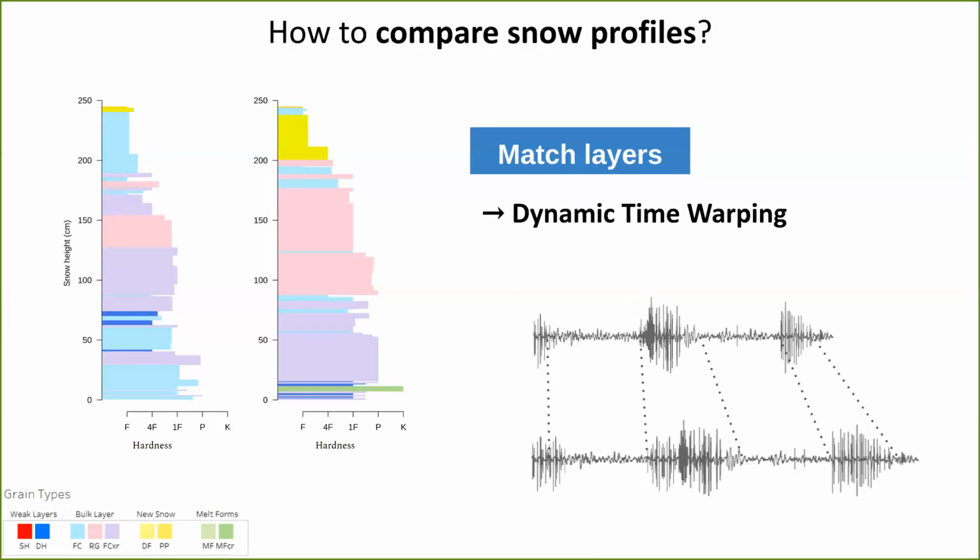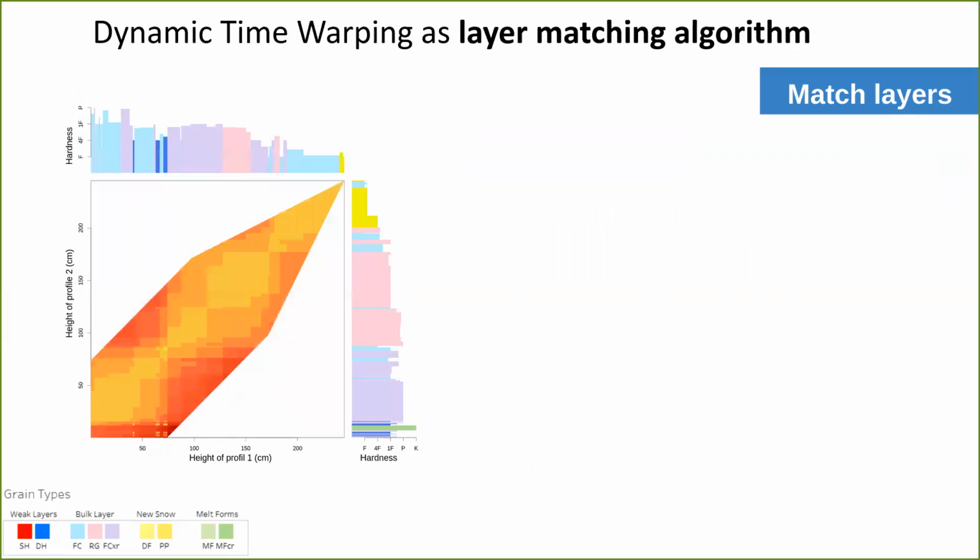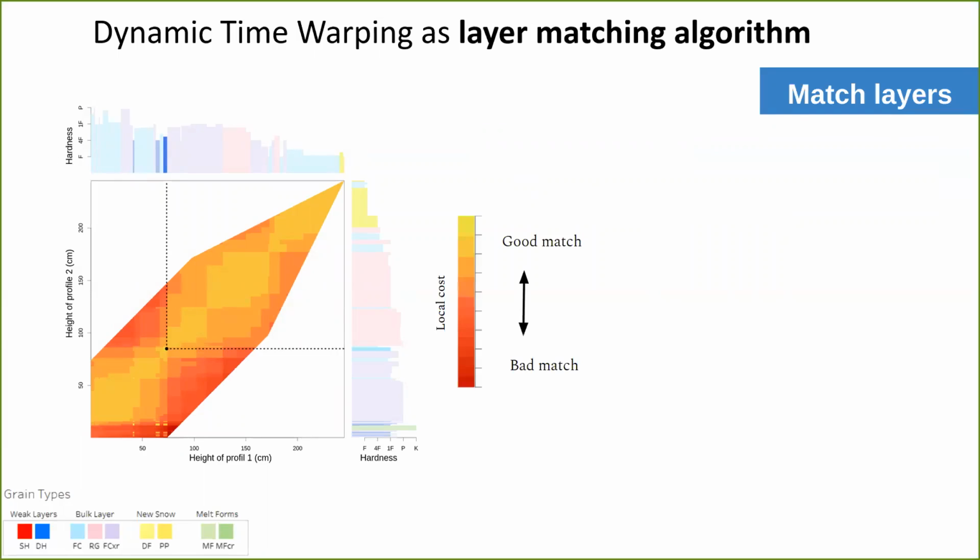So instead of warping time, like in time series of voice recordings, we warp snow depth, so that layers that originally are located at different depths or have different thicknesses can be aligned. The idea behind it is to assess the suitability of all potential layer combinations and take the optimal alignment. Now in this matrix, each pixel corresponds to a combination of layers between the 2 profiles and visualizes how good or bad of a match the 2 layers are.